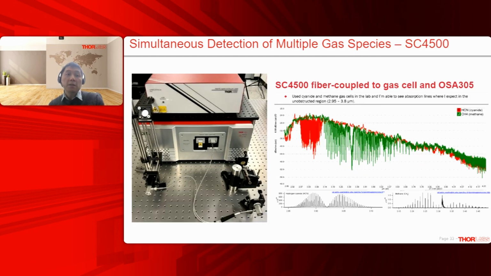This slide shows an example experiment using the SC4500 to detect multiple gas species in the mid-infrared wavelength range. In the left picture, on the top is the SC4500, and the bottom is a Thorlabs OSA 305 spectral analyzer. On the right is the spectrum. The data show the absorption features of methane and cyanide in the reference cells. By comparing the transmission spectrum with the absorption spectrum in a database, we can detect if any target species are present.